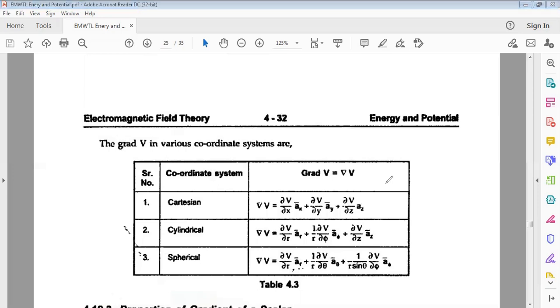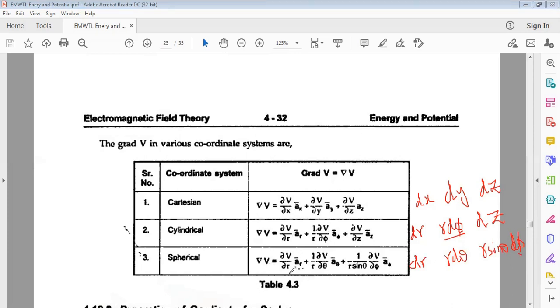Actually, the differential elements in Cartesian are dx, dy, and dz. In cylindrical, the differential elements are dr, r d phi, and dz. So dr means dou V by dou r, dx means dou V by dou x, and for d phi, 1 by r into dou V by dou phi. The remaining are all the same. Similarly for the spherical coordinate system, dr, r d theta, and r sin theta d phi.